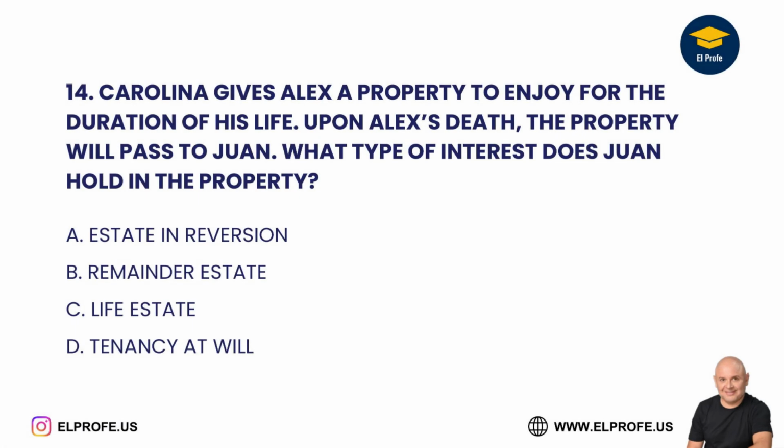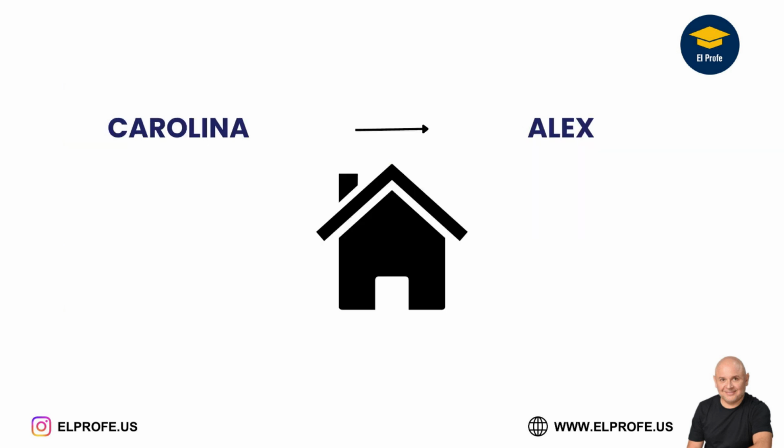Question 14. Carolina gives Alex a property to enjoy for the duration of his life. Upon Alex's death, the property will pass to Juan. What type of interest does Juan hold in the property? Let's picture it. Here's the property. Carolina gives it to Alex, and after Alex's death, it goes to Juan.